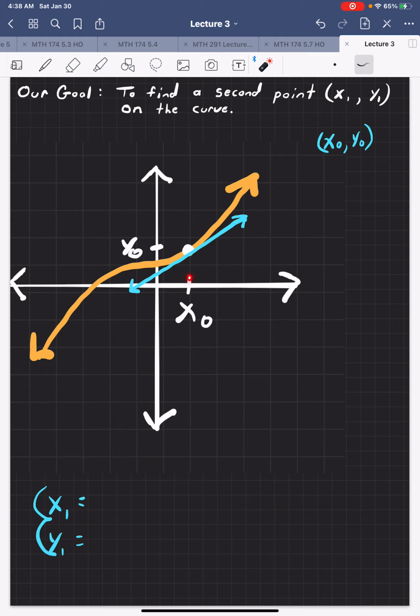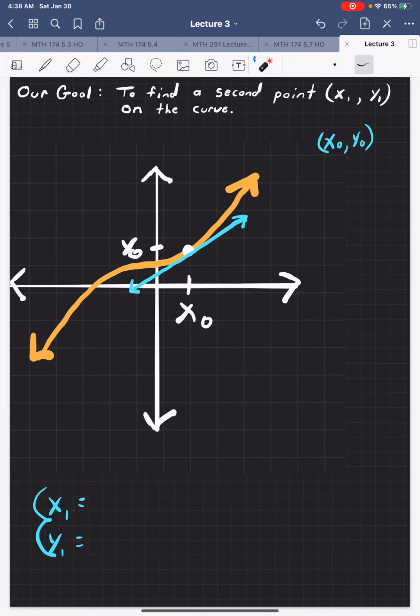So to find the next point on the curve, what we're going to do is, from x sub 0, travel some small distance, h. So please assume that we've zoomed in really, really close for you to even look at this graph. But what we're going to do is simply move a distance, and that distance is going to be some distance h.